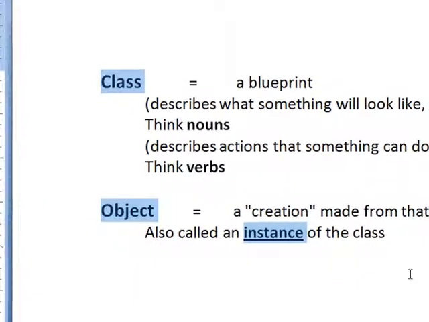Class is a blueprint describing what something looks like along with its data, called attributes. We think in terms of nouns in the English language, along with the actions that the class can perform, and those are called methods. We think of those in terms of verbs or verb phrases. The creation of something from that blueprint, if we actually make a cookie from the cookie cutter, if we build a house from that blueprint, we refer to these in programming as objects and sometimes instances of the class.